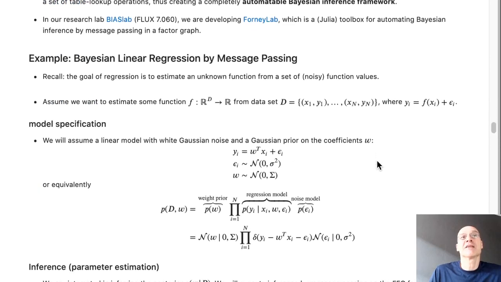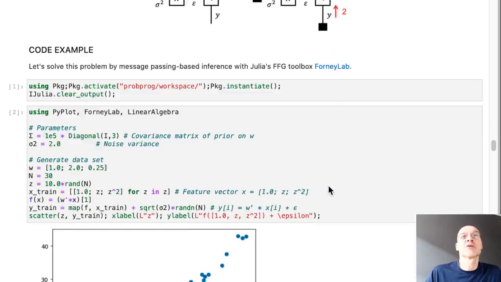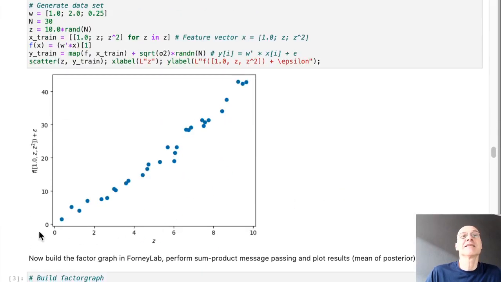Let's apply that now to an example. We're going to do regression. We have a data set here, so here is Z and here is the response. Right, there is basically a function of Z plus some noise, so there's a noisy response. We want to find the curve here through these data points.